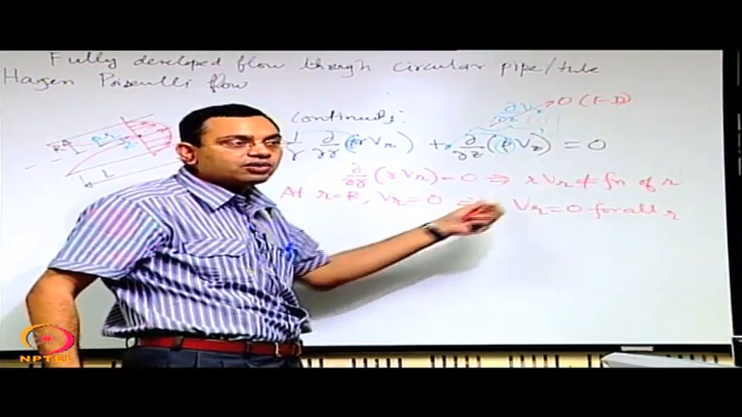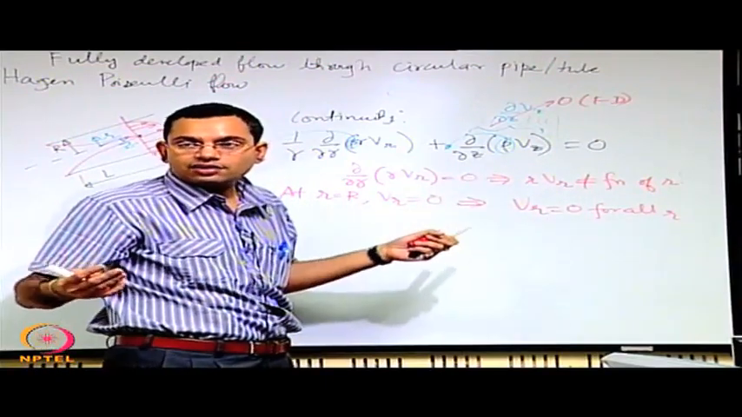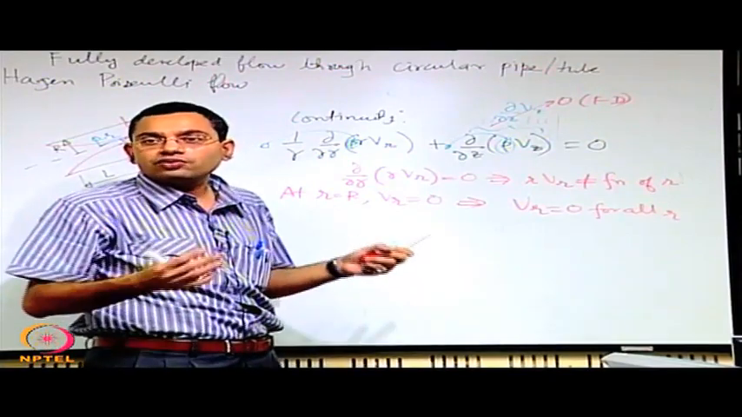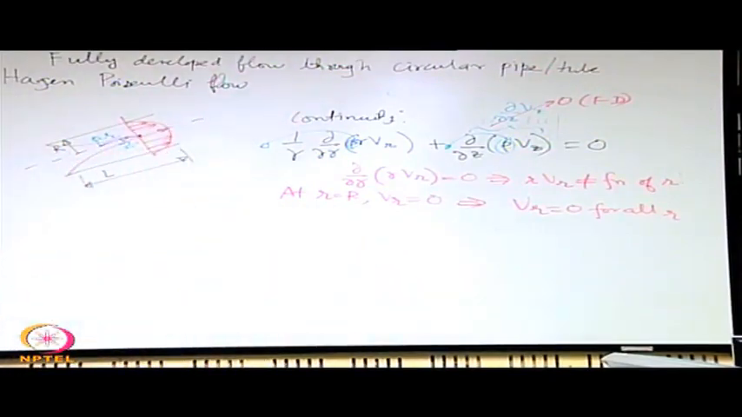So if you have found out that Vr equal to 0 at r equal to capital R, it should be 0 for all r. So from the continuity equation, our conclusion is that Vr equal to 0, just like V equal to 0 for parallel plate channels. Next we will go into the momentum equation.